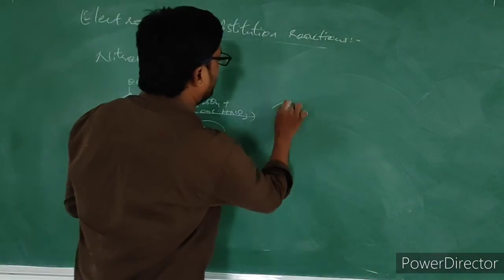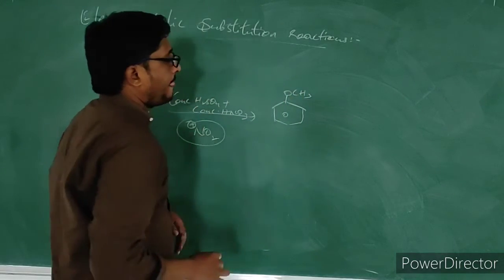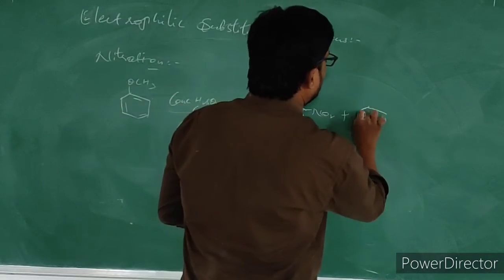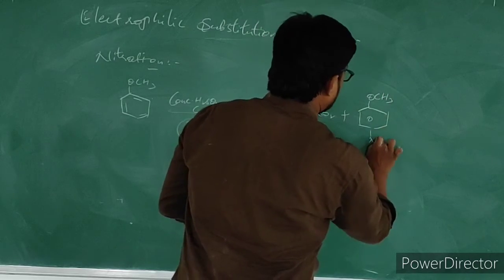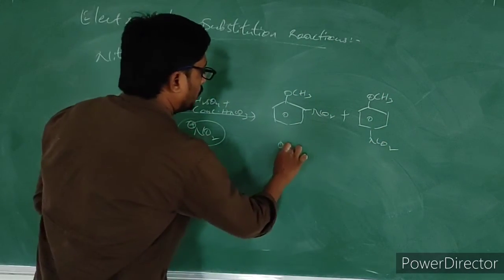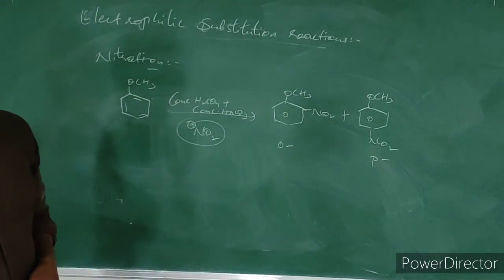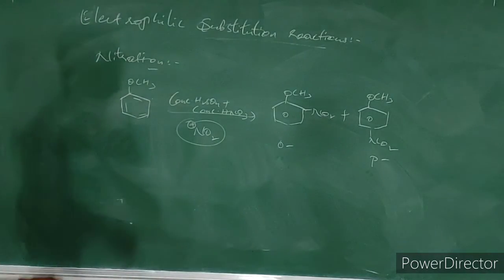This results in the formation of ortho-nitroanisole and para-nitroanisole. This is ortho-nitroanisole, this is para-nitroanisole. Two types of products will be produced. This is the major product, this is the minor product. So this is about nitration. Please take note of this.